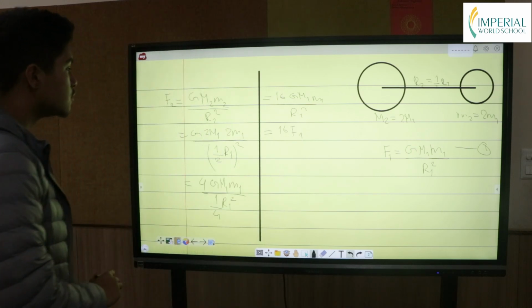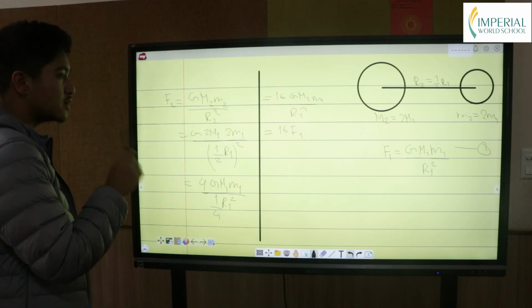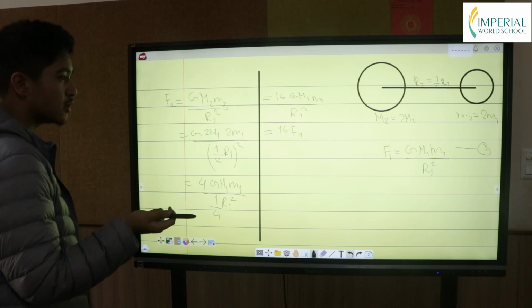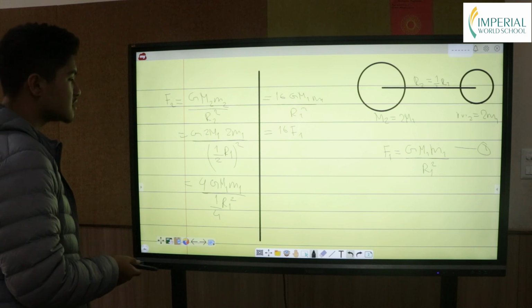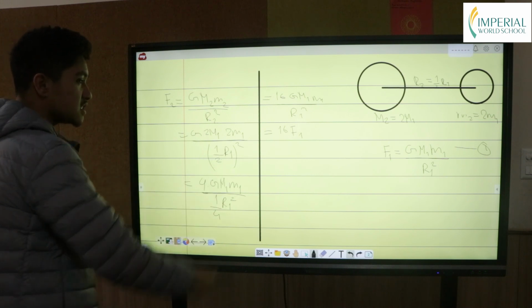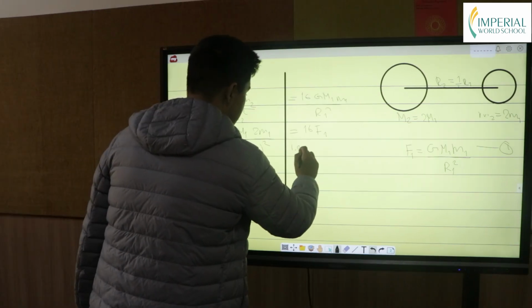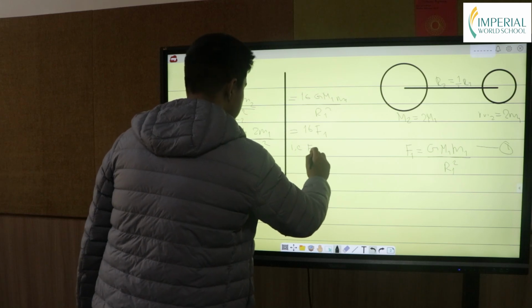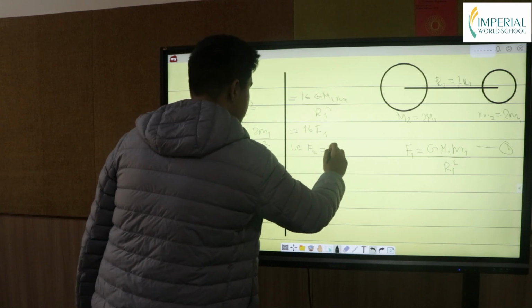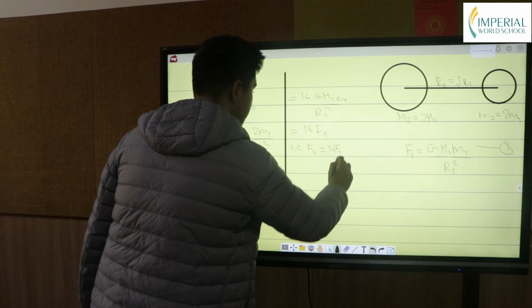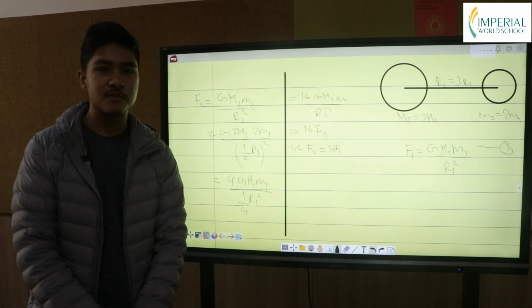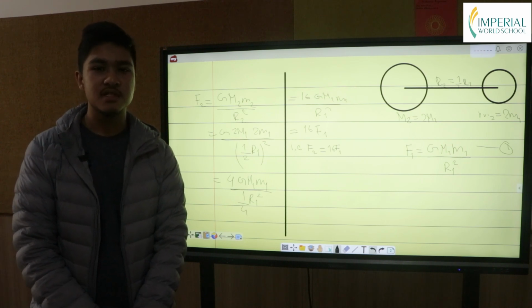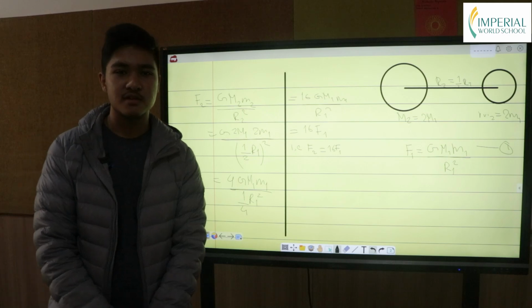So we can conclude that when we double the mass of two bodies and halve the distance between their centers, the gravitational force increases by 16 times. That is, F2 is equal to 16 times F1. So we can conclude that when we double the mass of both the bodies and halve the distance between the centers, the gravitational force increases by 16 times.